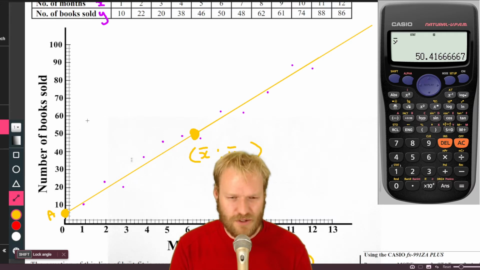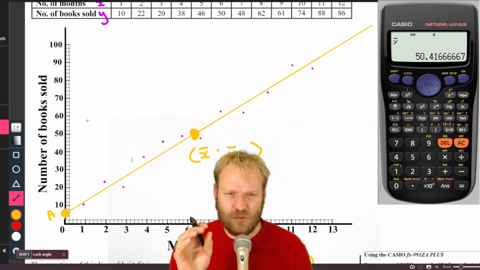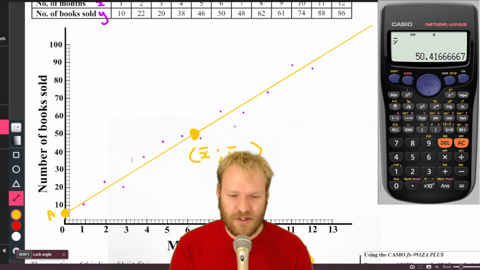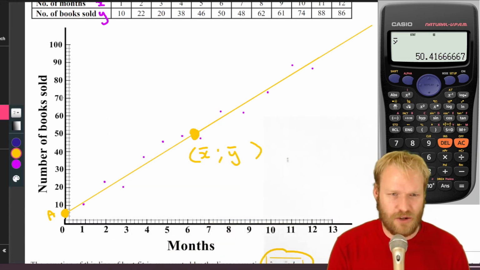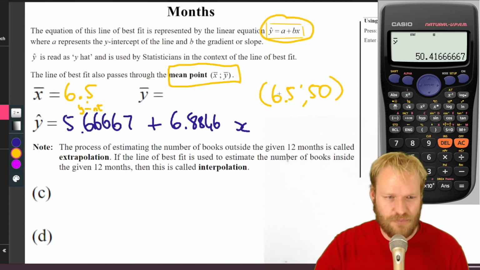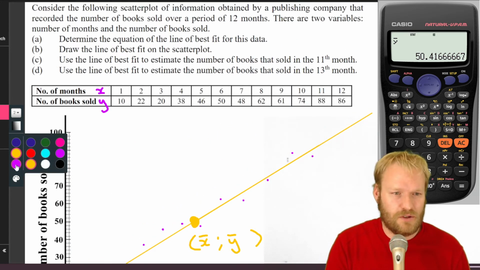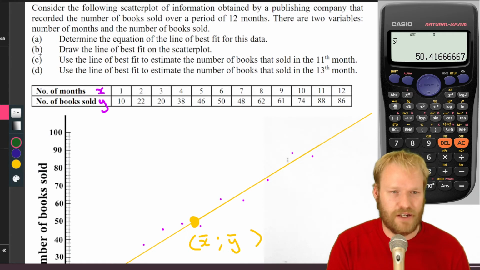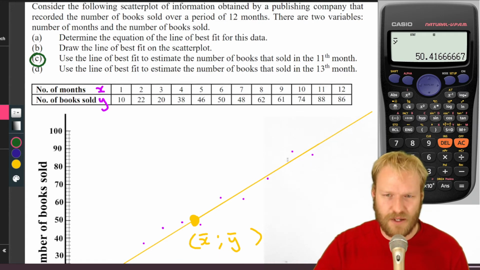Okay, so what have we done here? What is the point of this? Well, now we can see how many books we think would have been sold in a particular month or day. So let's look at what our questions were. And our question here asked, let's go to green, right now, C. Use the line of best fit to estimate the number of books that sold in the 11th month.